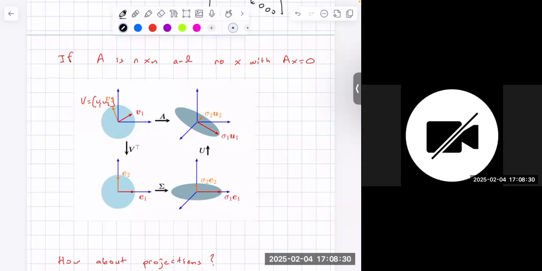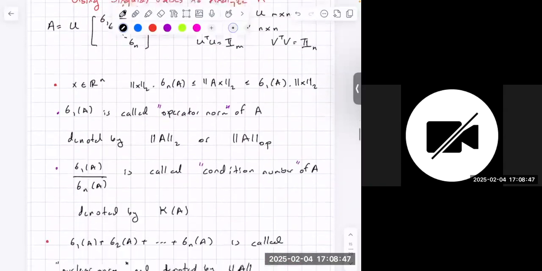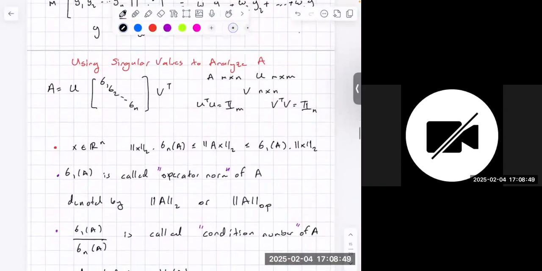Then that kind of stuff can happen, yeah, if it is non-square. Yeah, if it is not square, of course. Something like that, don't worry about it. So for now, this is your singular value decomposition.